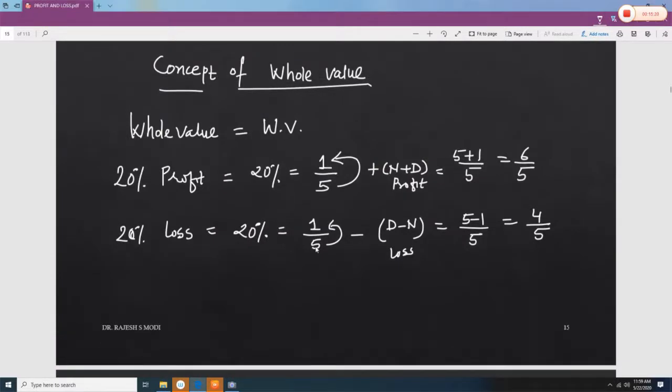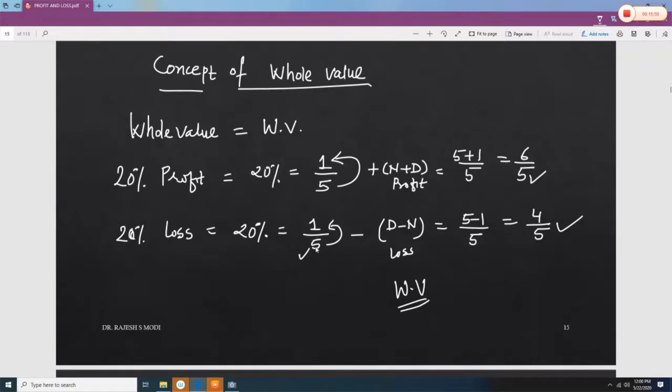Now the concept of the whole value, once again. 20% profit means 1 upon 5, and when you are calculating the whole value, you have to add this particular number into the numerator. So this 5 will go up and add into 1, so 5 becomes 6 divided by 5. And 20% loss means minus, so 5 minus 1 divided by 5, that is 4 over 5. So this is the concept of the whole value.